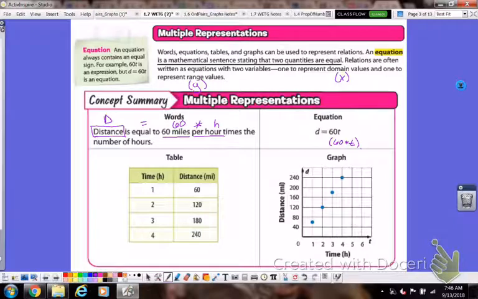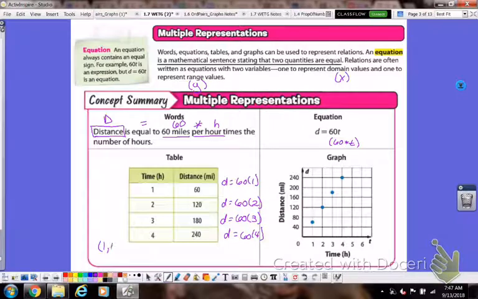We could represent this as a table. So our time in hours, if we substitute it in to our equation, so D equals 60 times 1 would give us 60 miles. D equals 60 times 2 would give us 120. D equals 60 times 3. And D equals 60 times 4. So we would use our equation that we just wrote up here in order to fill in a table.